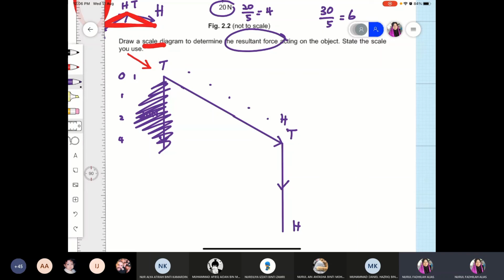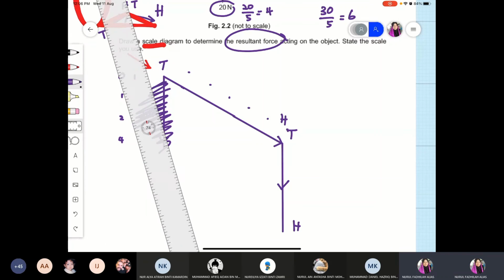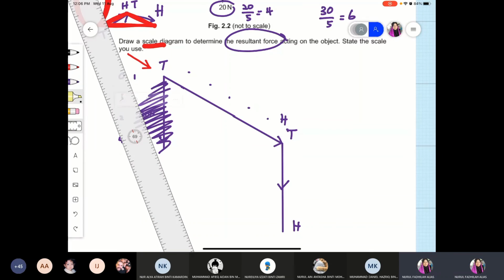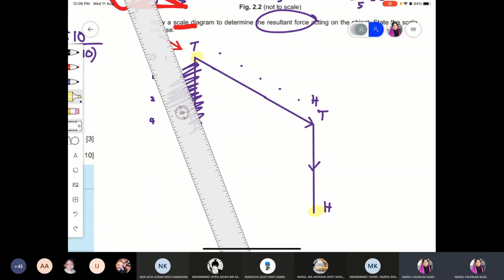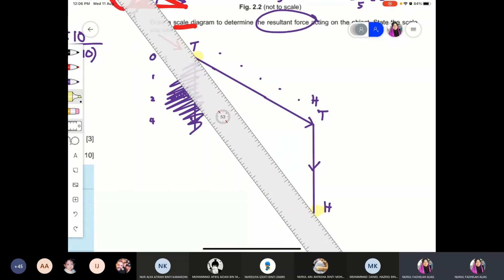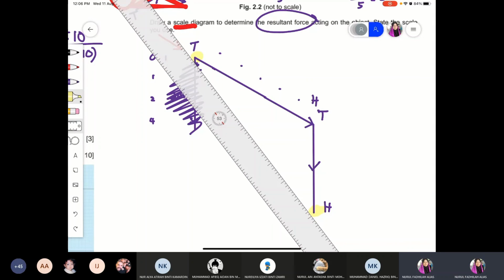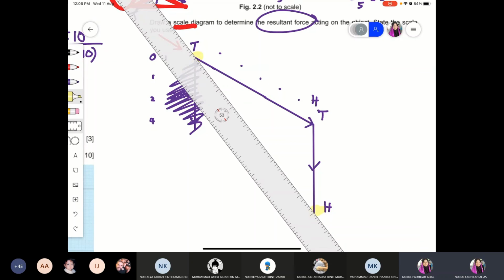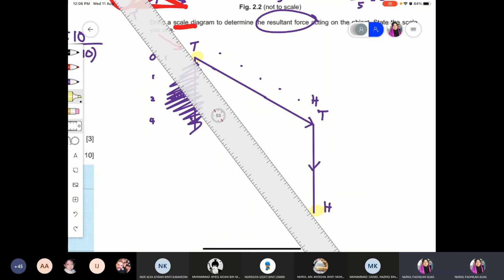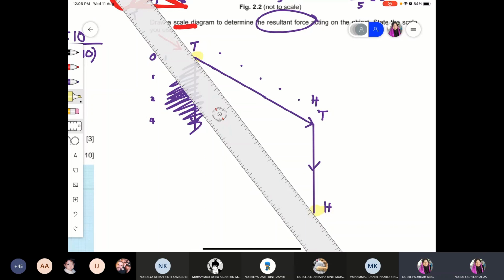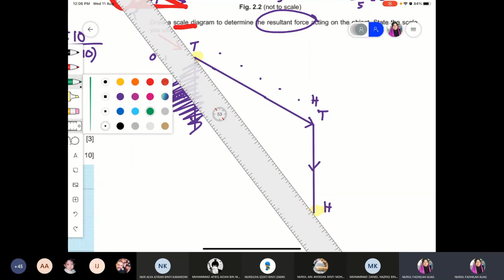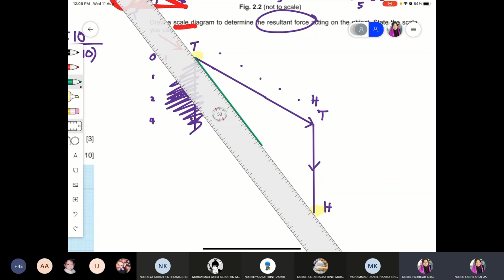For the resultant, you don't use head and tail. You just take this starting point to the end point of the second arrow, and then you draw it. Just draw it, one to here. Okay, in the exam you must use a sharp pencil. With a sharp pencil you will get an accurate answer. Otherwise there may be a little error.